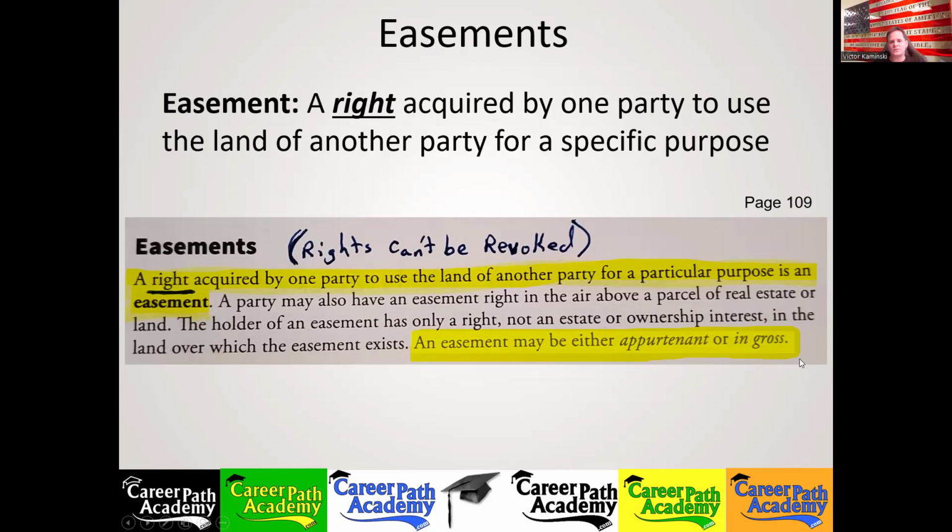And an easement may be either appurtenant or in gross. An easement in gross is basically a utility easement. We're going to get that for public utilities. We're going to start getting into all the different types of easements in a moment. Right now, just write next to easements, rights can't be revoked. And an easement is a right, and underline the word right, acquired by one party. Do you value your rights?